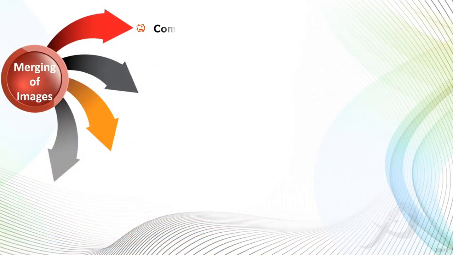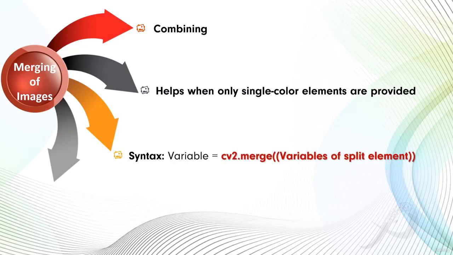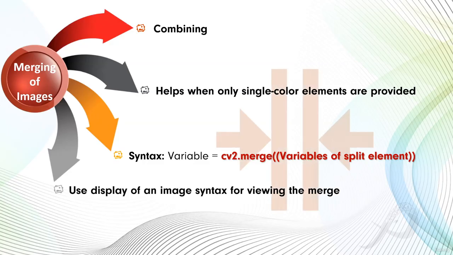This is the opposite of the splitting operation. This is used when we are given a single color element. After carrying out certain operations, we can merge it to get the original image. The syntax we are going to be using here is merge, and it is present in the CV2 library. As usual, when we display an image, the image will be the same as our original image used before we have split it into the 3 colors.